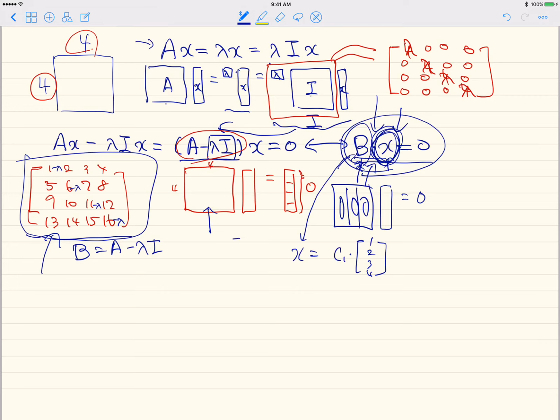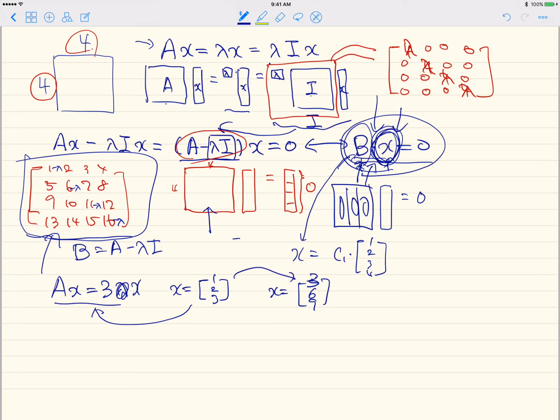So for example, suppose some vector x, which is 1, 2, 3, satisfies this equation. But x being 3, 6, 9, which is 3 times the original vector, even if we plug this vector into this eigenvalue-eigenvector equation, it will still be true, right?